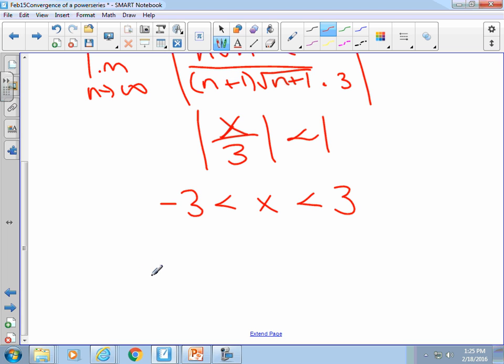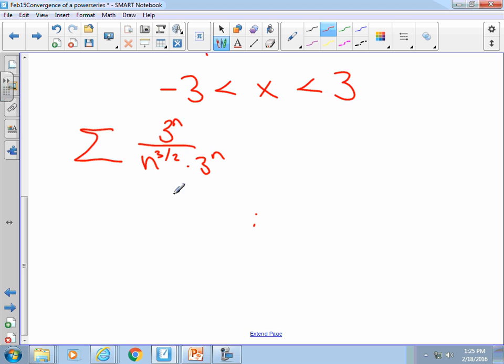It would not be a bad idea to write n times the square root of n as n to the 3/2 power. Does everyone know how I got n to the 3/2 power? N to the 1 plus n to the 1/2. So at one of the endpoints I get 3 to the n over n to the 3/2 times 3 to the n. At the other one I get negative 3 to the n. This actually converges by p series because 3/2 is greater than 1. So it definitely converges when it's alternating. So it converges at both endpoints.